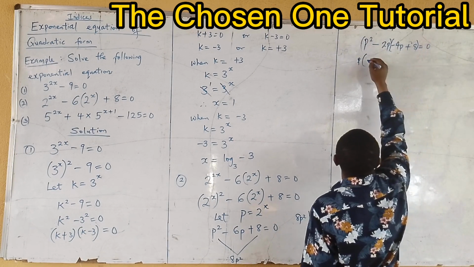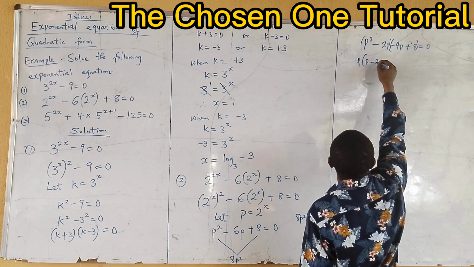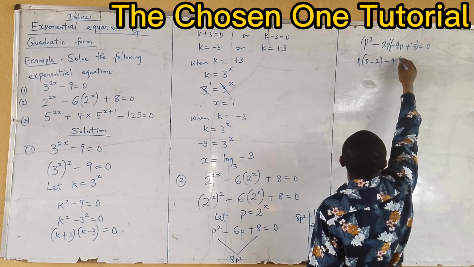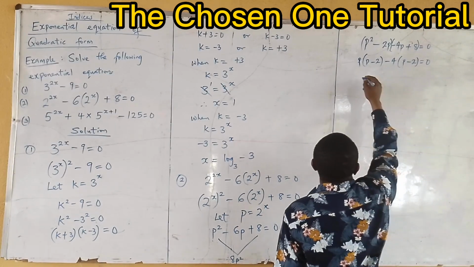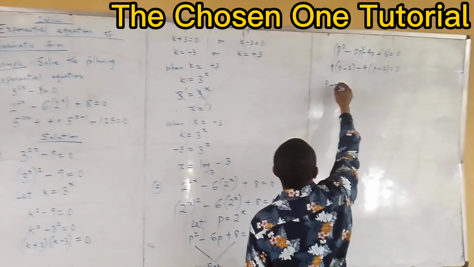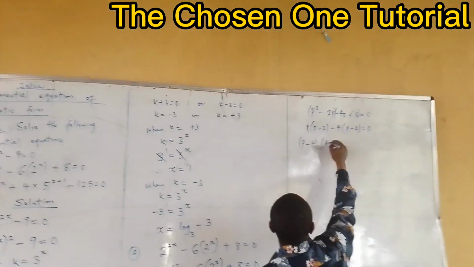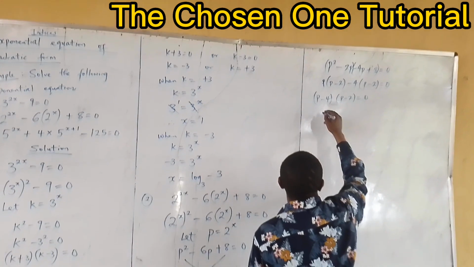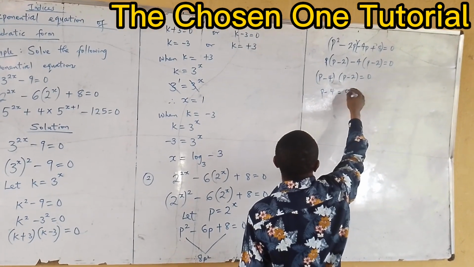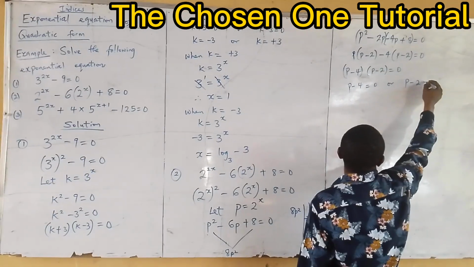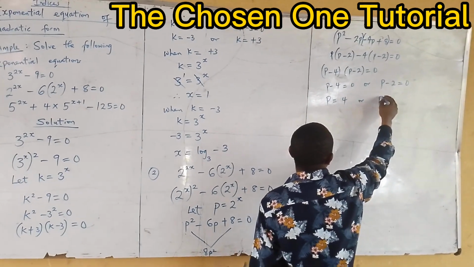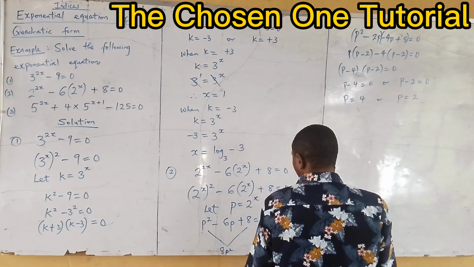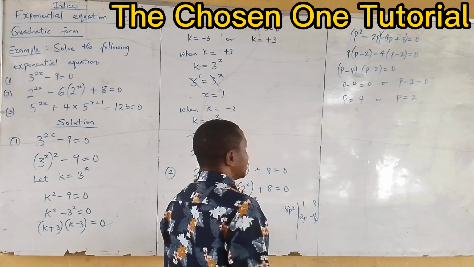We are going to have p(p - 2) - 4(p - 2) = 0. Then we are going to have (p - 4)(p - 2) = 0. So p - 4 = 0 or p - 2 = 0, which means p = 4 or p = 2. Then we are going to simplify this.